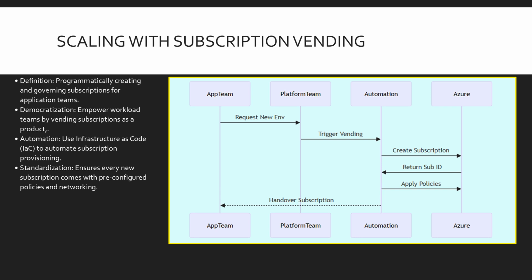This sequence diagram details the vending process. The app team requests an environment. The platform team triggers automation. The automation talks to Azure to create the subscription, then applies policies to it, and finally hands the ready-to-use subscription back to the app team. This visualizes the automated lifecycle that removes manual bottlenecks.